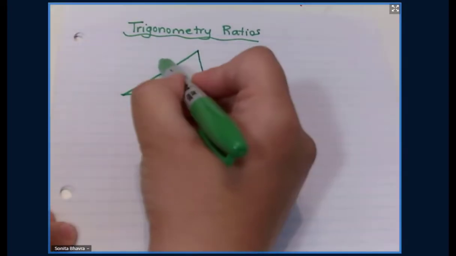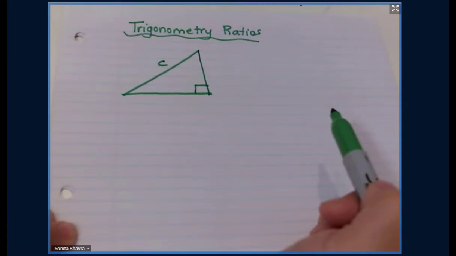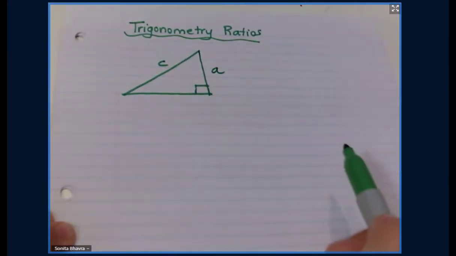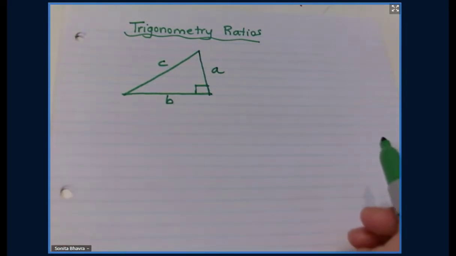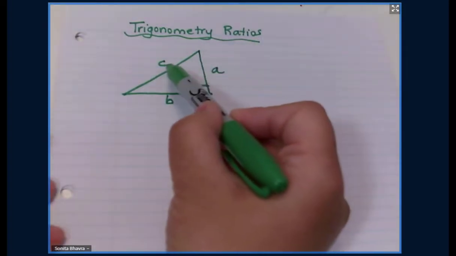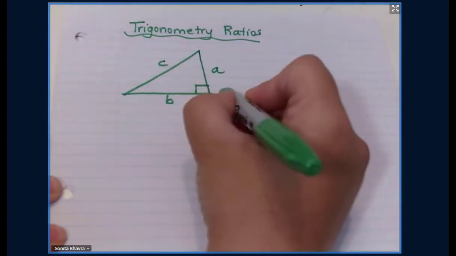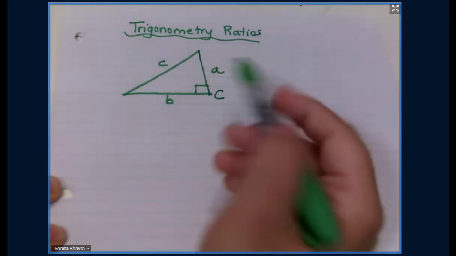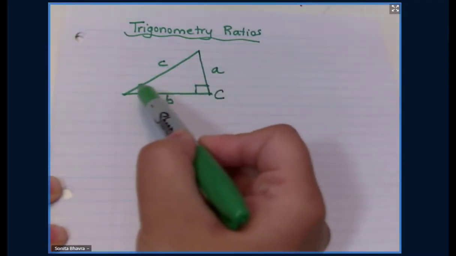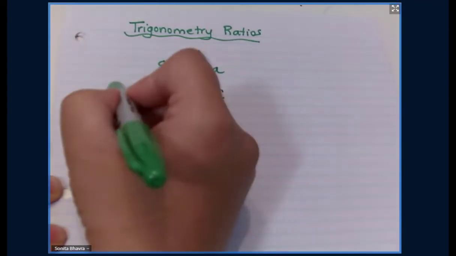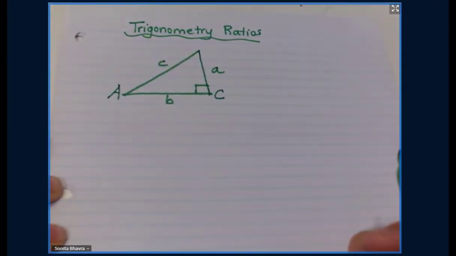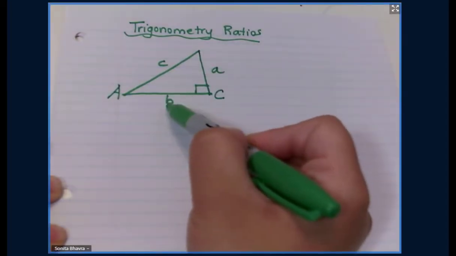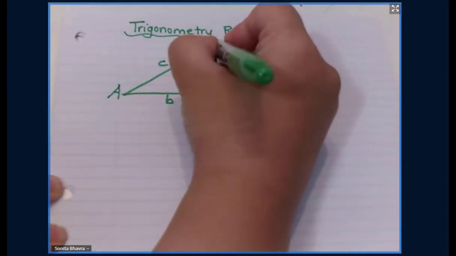So that means that this is our hypotenuse, labeled as C. This is labeled as A for altitude, and then this was labeled B for the base. All right, so using what we learned about labeling triangles before, the angle opposite side C is labeled with a capital C, and the angle opposite side A here is labeled with capital A like this, and the angle opposite side B, this would be our angle B.